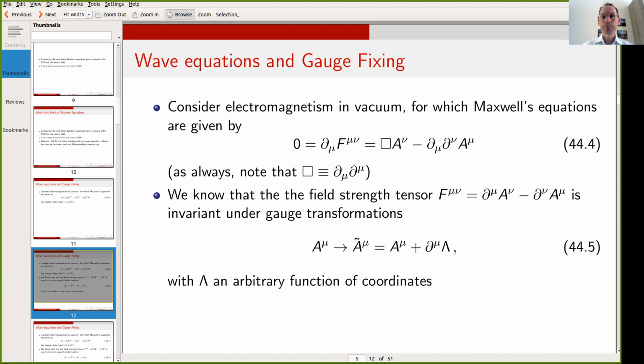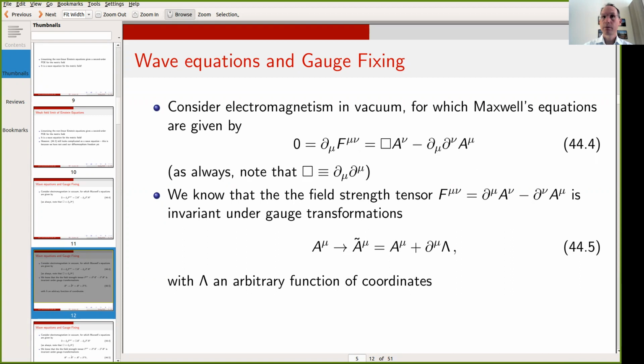Recall that the field strength tensor F mu nu, which I have written down here for classical electrodynamics, is invariant under gauge transformations. If I change my vector field A mu to a different vector field tilde A mu, given as the original field plus the gradient of any function lambda, then if you plug this into F mu nu, you notice that because of the minus sign, this gradient term drops out, and F mu nu is unchanged with respect to the original field. That means that different gauge fields A mu give the same field strength tensor.